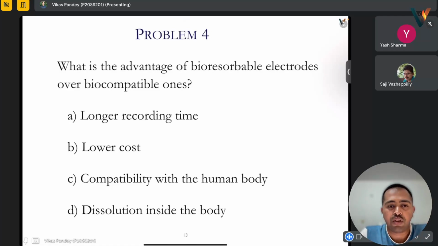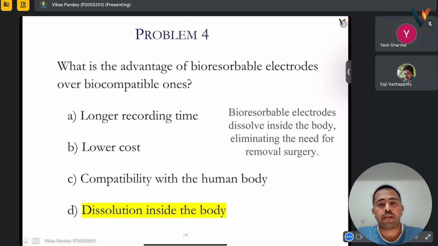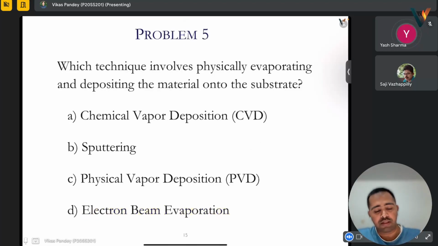Longer recording time, lower cost, compatible with the human body, dissolution inside the body. Sir, D. That is dissolution inside the body. And what advantage will it give us? So we do not have to remove it later on. Yeah, so we will not need to do the removal surgery. Okay, so eliminating the need for removal surgery.